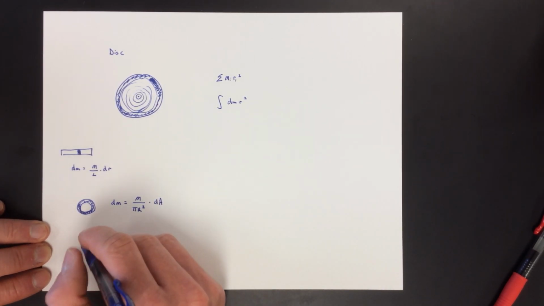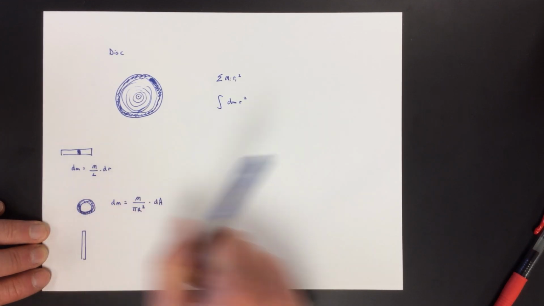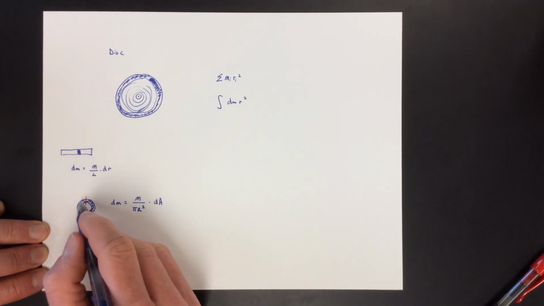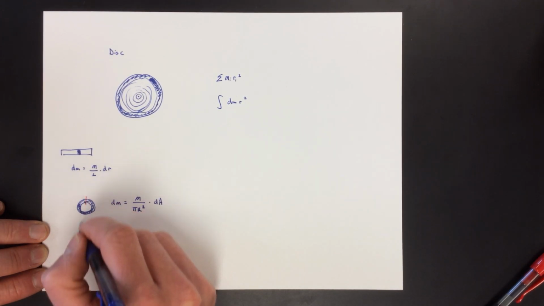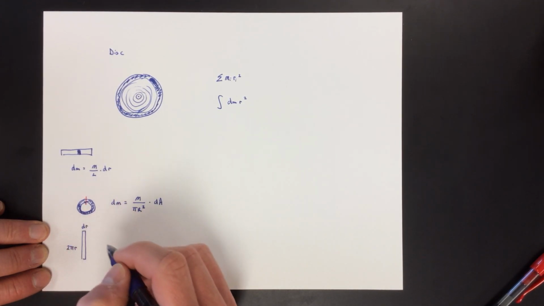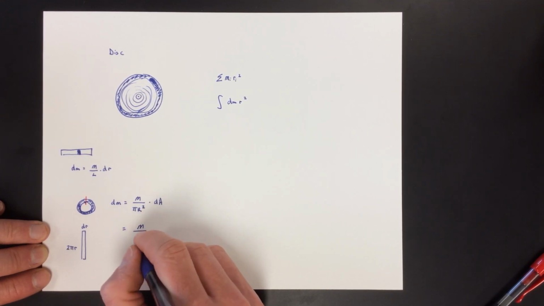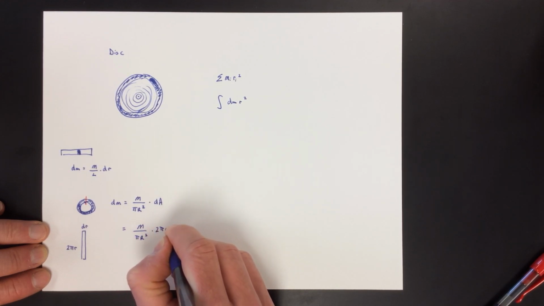Again, I know this is a little complicated. You've got to think of that ring as a rectangle. Slice that, put a slice right there, and then unravel it. This distance around is just 2 pi r. This thickness is what they would call dr. And so then dm is m over pi r squared times 2 pi r dr.